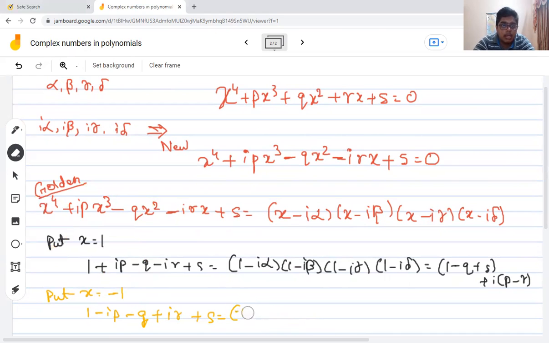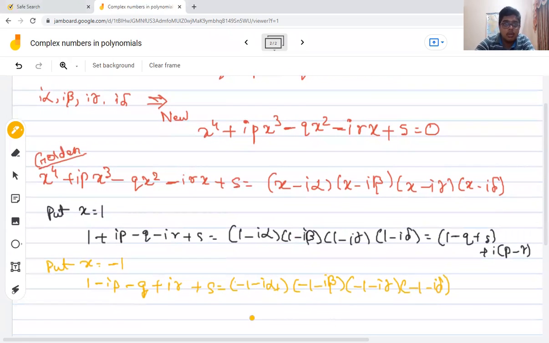minus 1 minus I alpha times minus 1 minus I beta times minus 1 minus I gamma times minus 1 minus I delta. And if I take minus 1 common from each of these four terms, I'm going to be left with a minus 1 power 4. That would be just 1. So we can just eliminate the minus directly here.